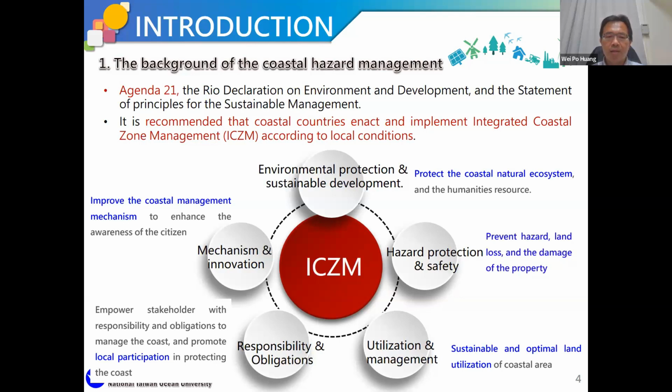ICZM comprises 5 essential components, as illustrated on the slide, to successfully attain our objectives. It's crucial not to narrow our focus to individual projects alone. Instead, we must concurrently consider and address the interactions among the various projects. This holistic approach ensures a more comprehensive and effective strategy for managing coastal hazards and promoting sustainable coastal development.